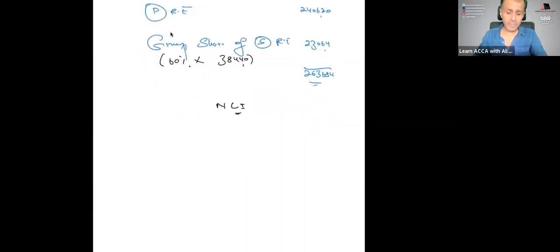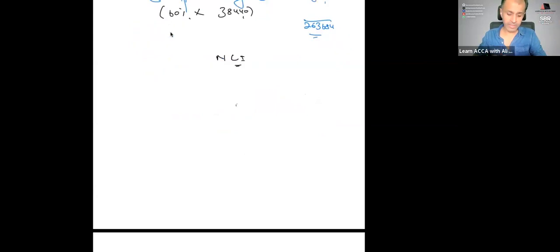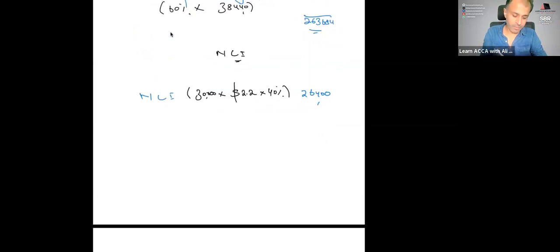Which method of NCI did they want me to adopt? Fair value. We already worked the fair value up there, so I can literally copy and paste that amount over here. And next to that will be the step of sharing out the profit: NCI share of subsidiary profits, retained earnings.